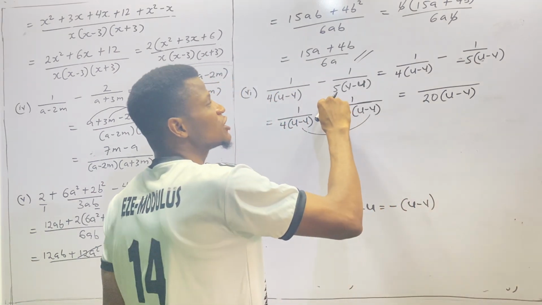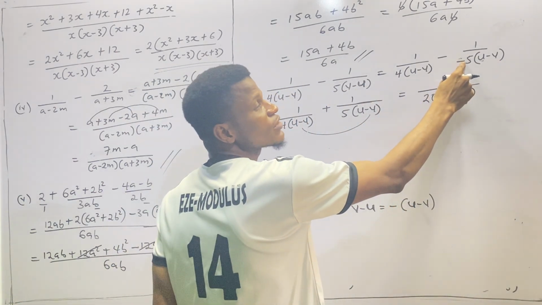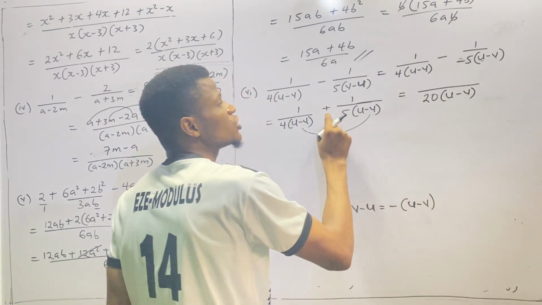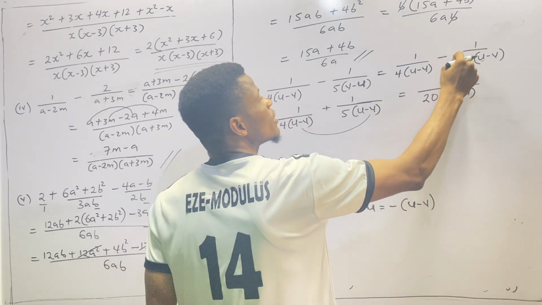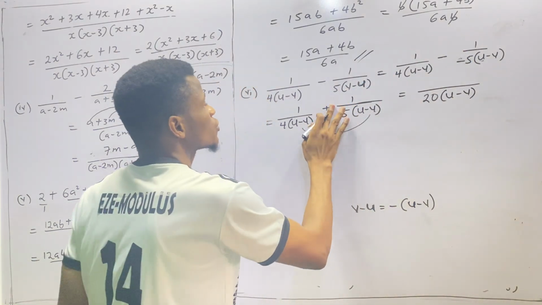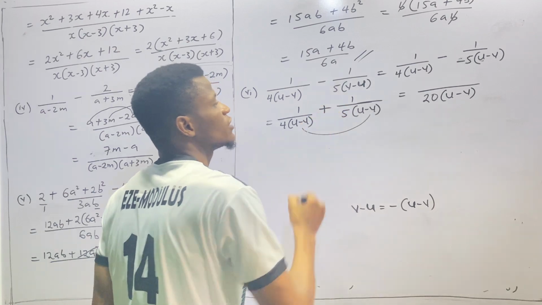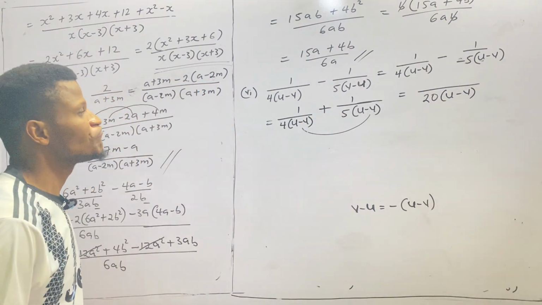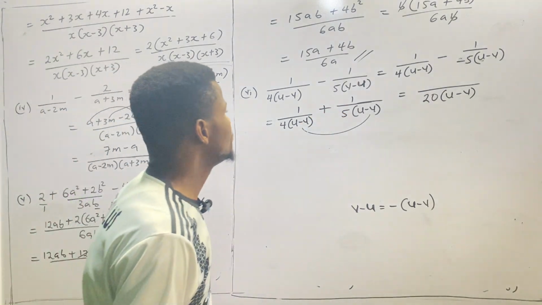Somebody asks, where did I get this positive? Please, it is the minus I brought out here. Minus times minus is plus, because if I take this minus here, it will be minus minus, which is plus. So that is where the positive sign comes in. All right? Okay, that is by the way.